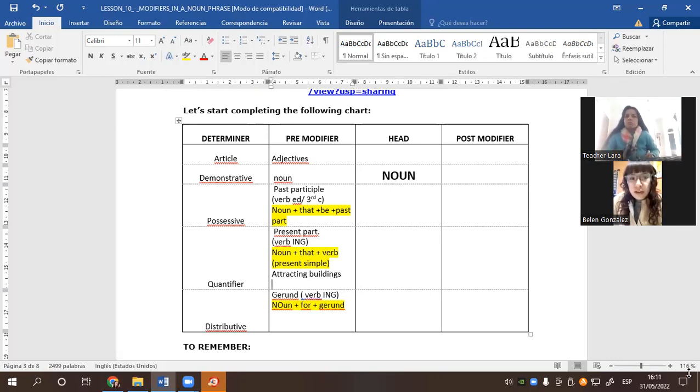Buildings for attracting. It could be. Yes, that's the assimilation. But it sounds weird. It's not usual, let's say, something like that. Okay. Attracting buildings. I like that example.